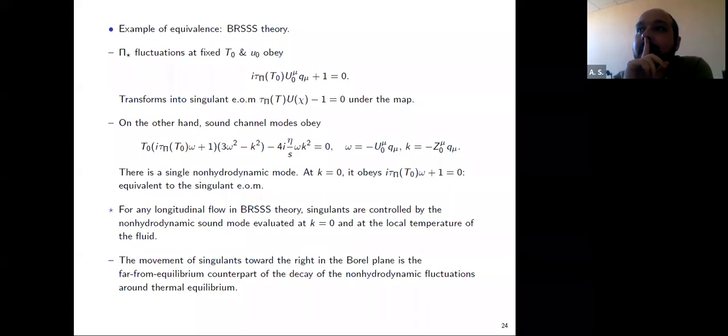let me be completely clear. So for lack of time, I didn't have time to dwell into this point, but on general grounds, to get the singulant equation of motion, the singulant equation of motion is going to be ultra-local in the fluid variables.